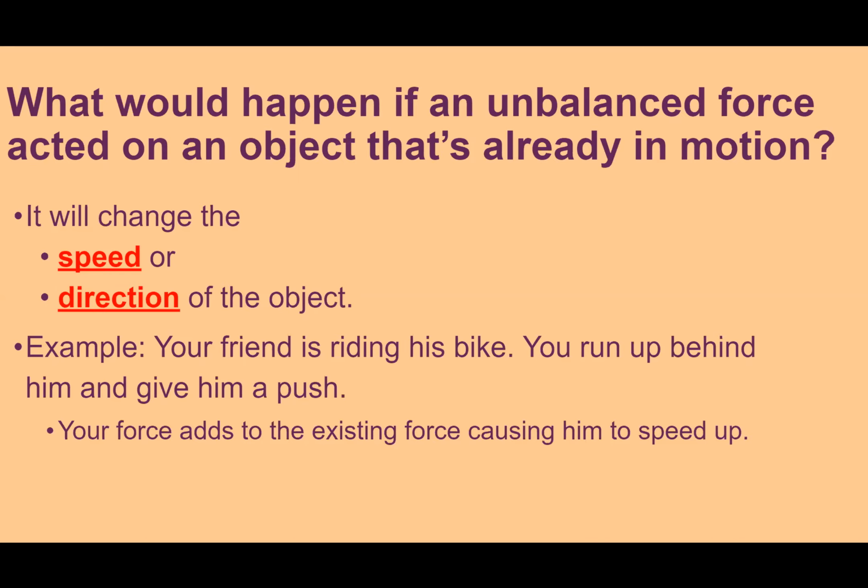So if you would happen to add to it, you're changing the speed or direction. That's what's going to happen with this unbalanced force. So riding a bicycle is another example. You run up behind them and you give them a push, or when you're trying to teach them how to ride a bike, and they're pedaling, and so they're already moving, but now you push behind them. So you're going to increase the speed. Your force adds to the existing force, causing him to speed up.